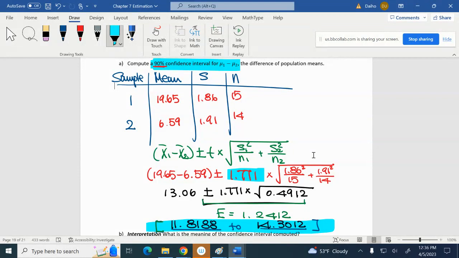Today, I want to introduce to you the minor program in statistics. Fortunately, we don't have a major in statistics, but we have a minor program in statistics.